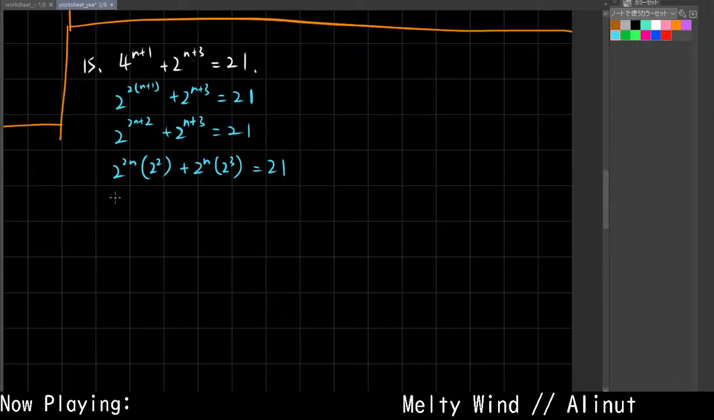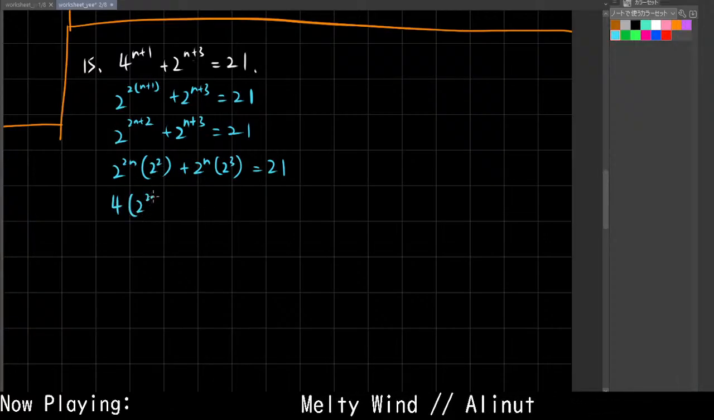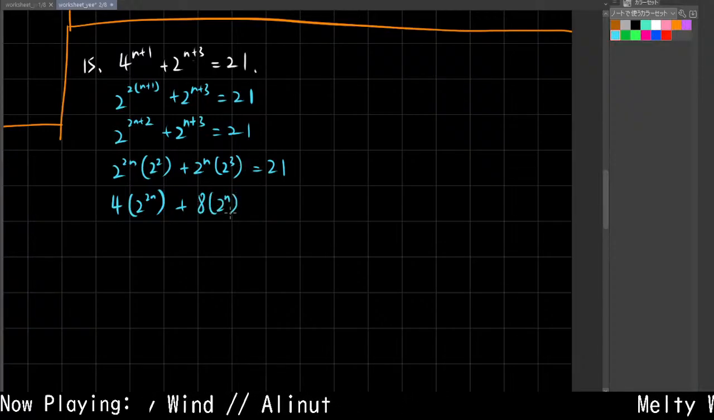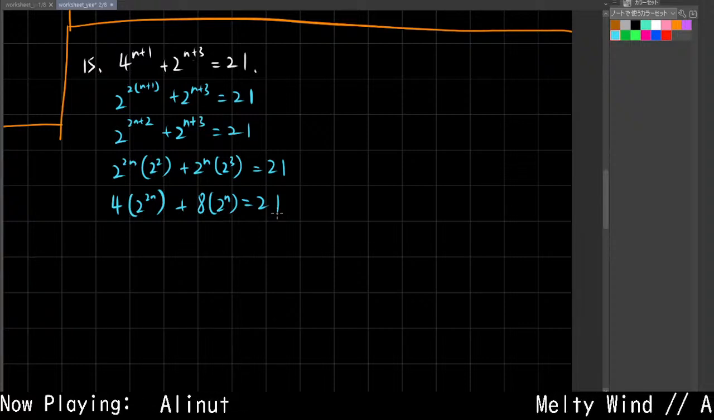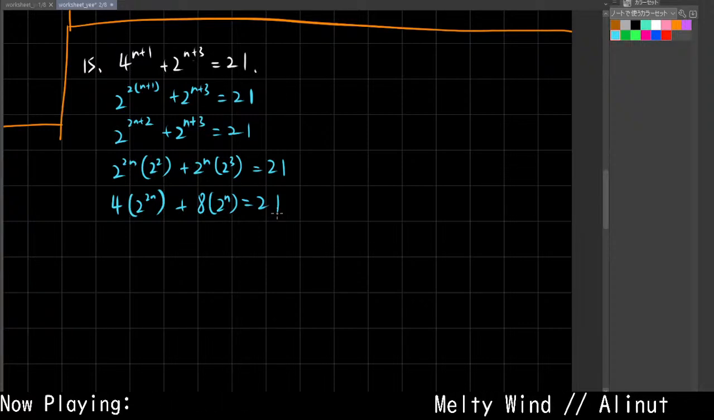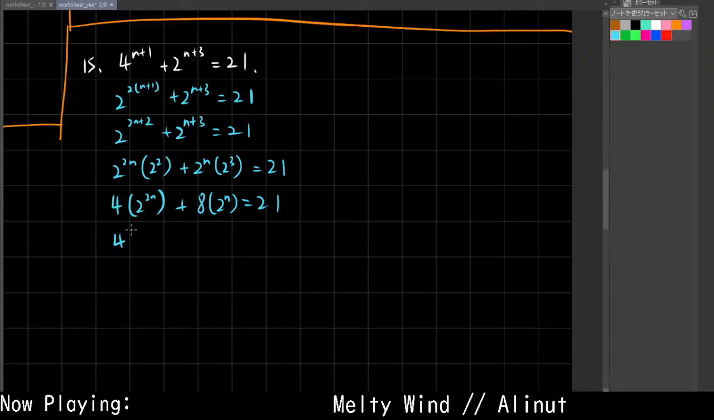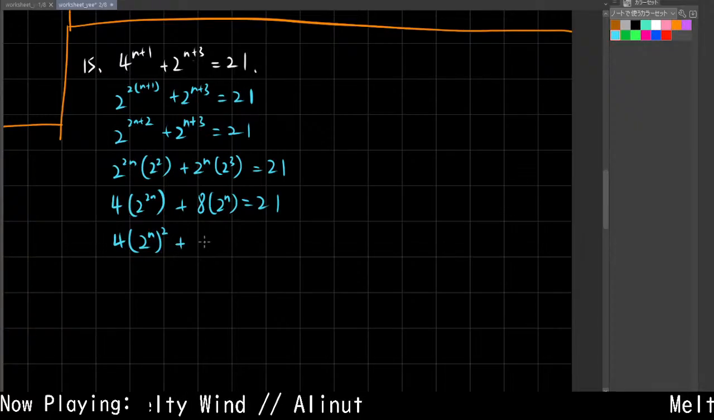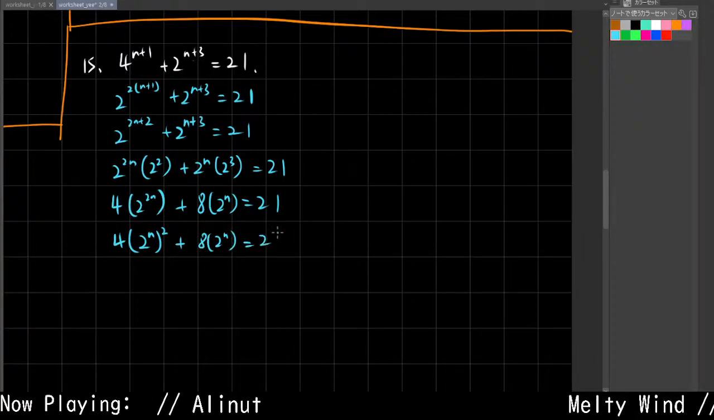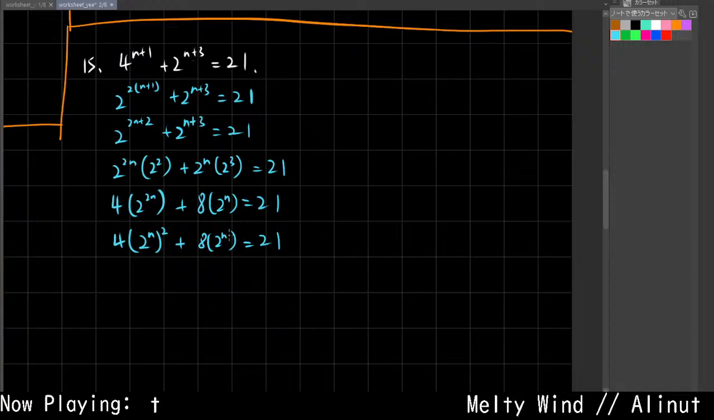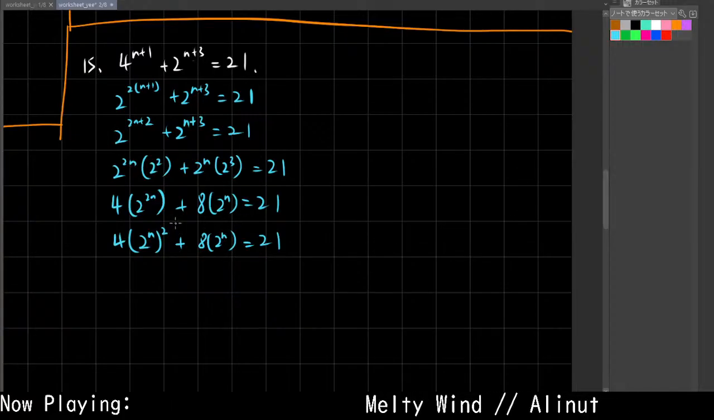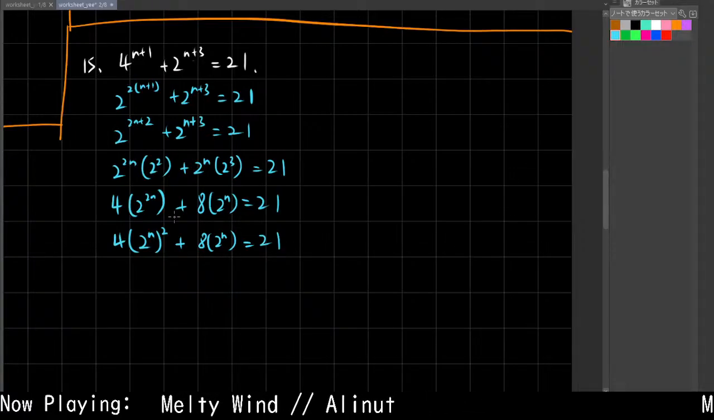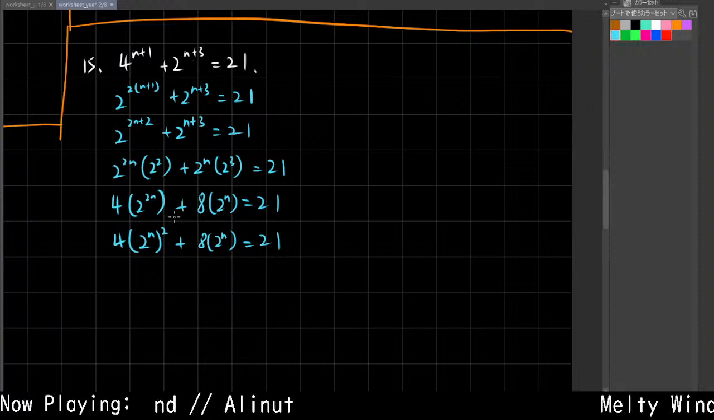Then your 2 square can bring to the front, it becomes 4. Your 2 to 3 can bring to the front, it becomes 8. My 2 to the 2n, I can modify such that it becomes 2 to the n, power 2 instead, like this. Okay. Then, if the powers are multiplied together, you can swap their order and split them if you want to. It is okay to do so.